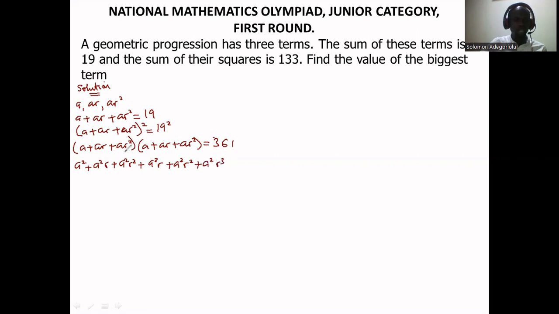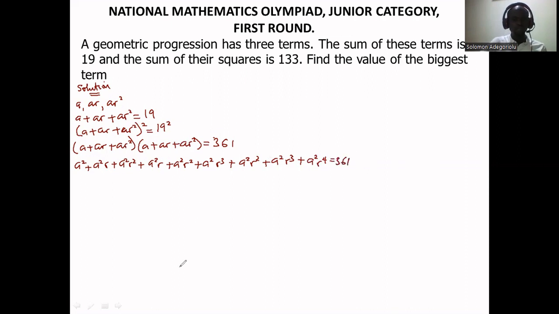And the last one, AR squared times A, that will give us A squared R squared. AR squared times AR, that will give us A squared R raised to power 3. And the last one, AR squared times AR squared, that's going to give us A squared R raised to power 4, then is equal to 361.